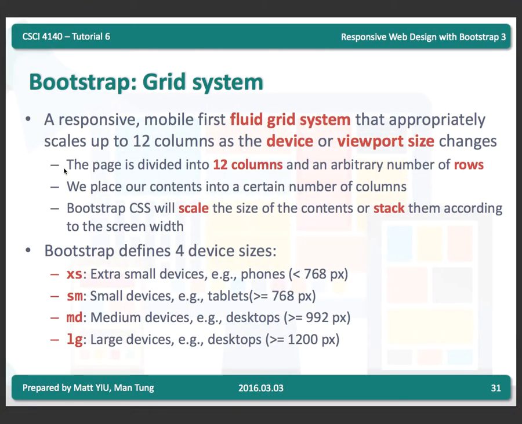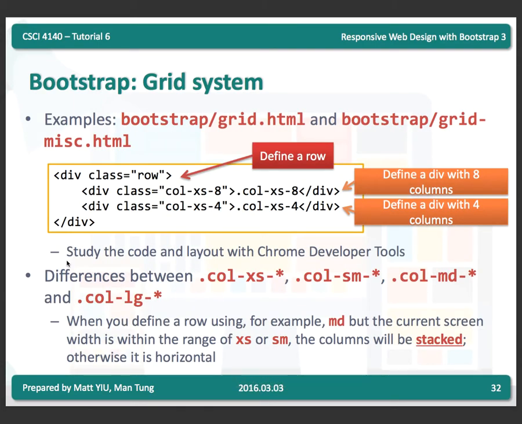So why is there a difference in the display? This is because Bootstrap defines 4 device sizes. XS for extra small devices like your mobile phones, where the device width is smaller than 700 something, and then the small device SM, and then the MD, medium device, and then the large device, which is desktop. So Bootstrap defines these device sizes for displaying your web page. And you can choose from these different device sizes to control your display.